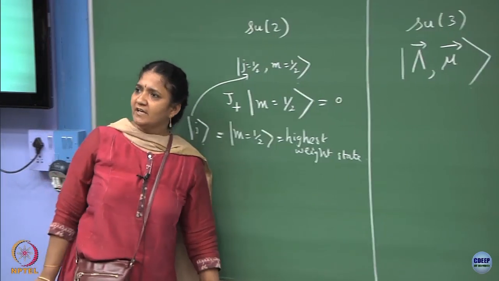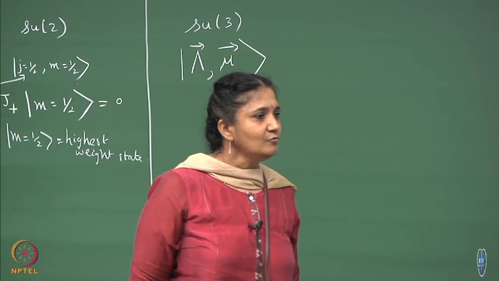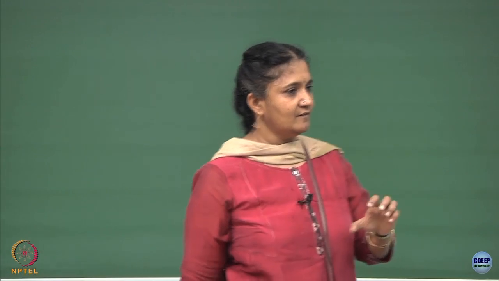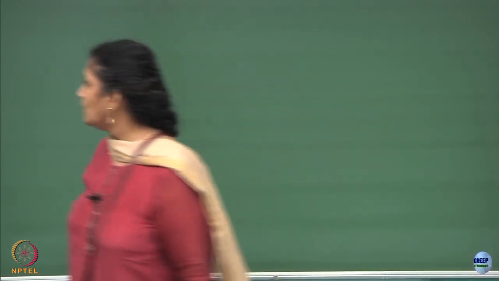You do not need the quadratic Casimir in group theory language to write the j value, j is the weight. If you do a raising operator J plus, it is going to be 0, okay.